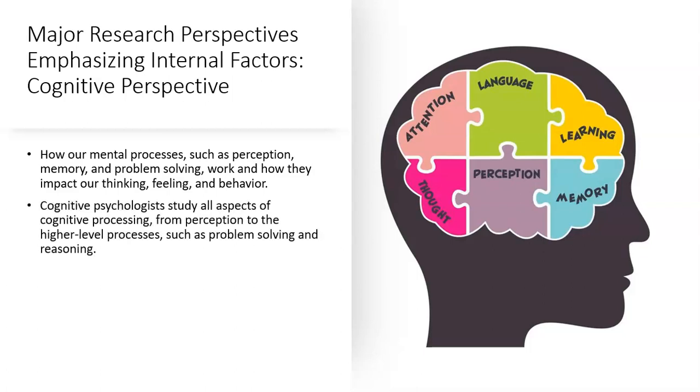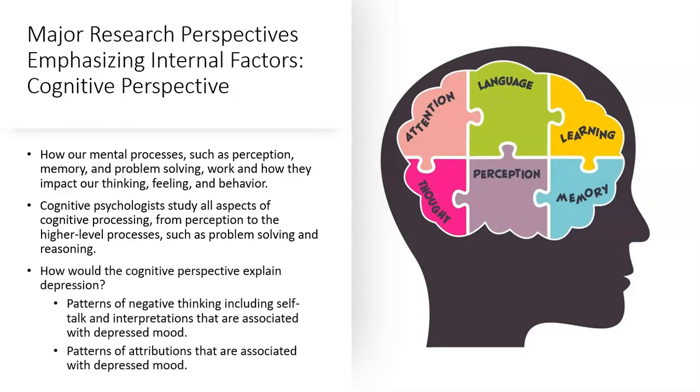Cognitive psychologists study all kinds of thinking processes. In later chapters, when we talk about memory, perception, intelligence, and things like IQ, all of those are topics of study in cognitive psychology. To further our example from the previous slide, how would a cognitive scientist explain depression?